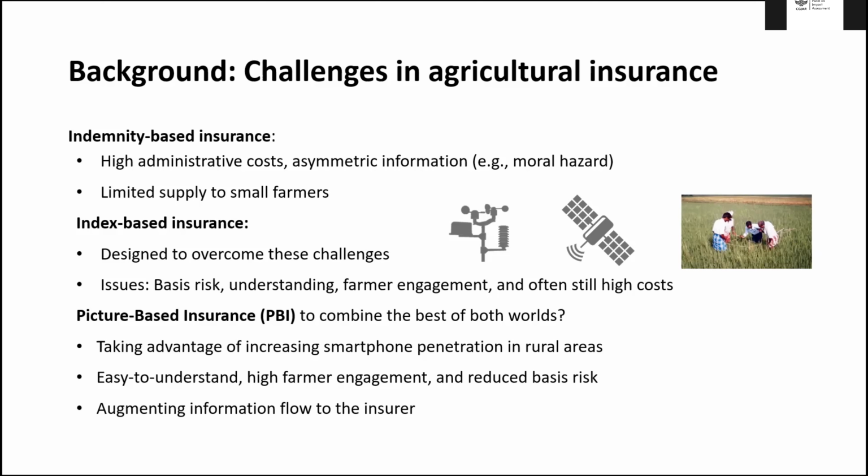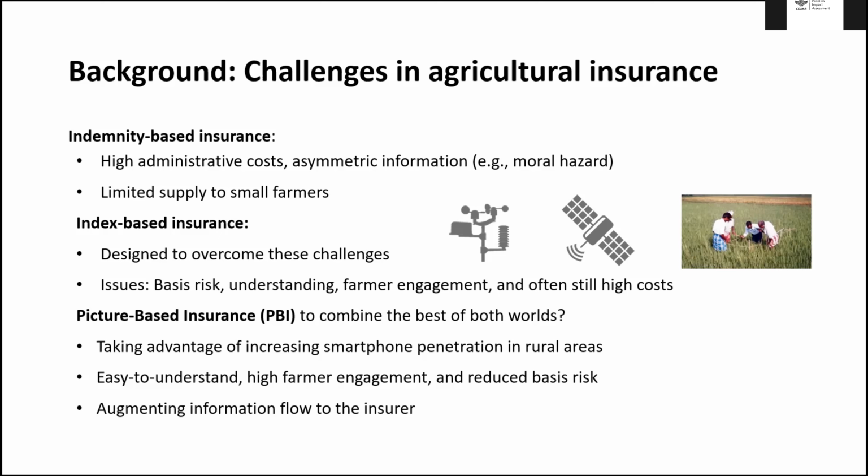When we're talking about weather data, it's very difficult to predict the exact correlation or the exact relationship between rainfall and the yields that a farmer might obtain in a given season, because there's a lot of other factors that go into predicting yields. So basis risk is a commonly mentioned problem with index-based insurance.